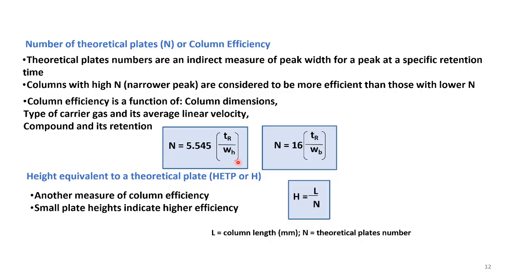Then again for column efficiency, the number of theoretical plates, etc., we can calculate using the same formulas. Then the height equivalent of a theoretical plate, H is equal to L by N. L is the column length and N is the theoretical plate number. So this is the plate number which can be calculated using this formula, and then we can get the height equivalent.